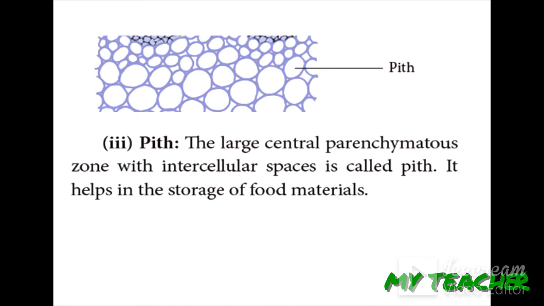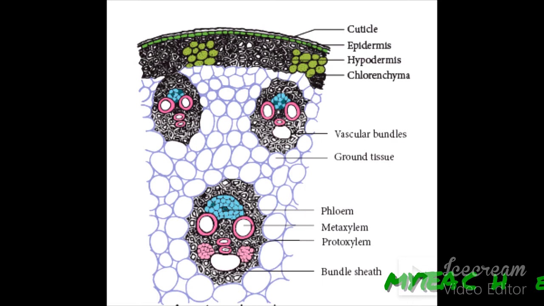Pith is a large central parenchymatous zone. Here, intercellular spaces are present. It helps in the storage of food materials. This is an example for monocot stem. The transverse section of monocot stem having the following parts.